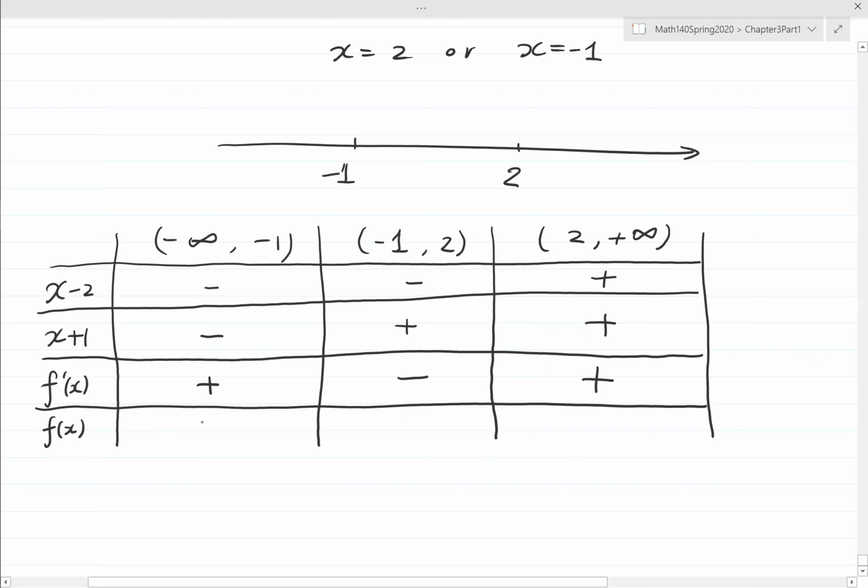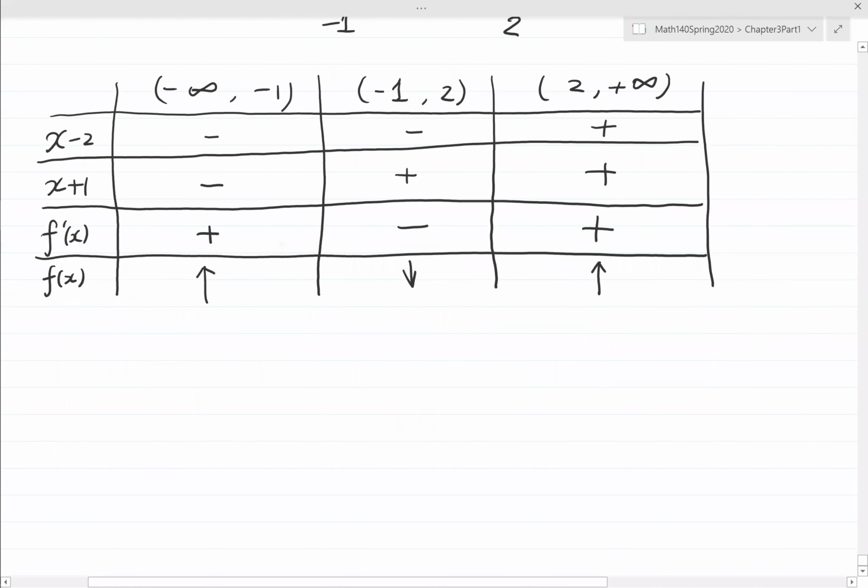So f(x) is increasing. From -1 to 2, f'(x) is negative, so f(x) is decreasing. Similarly, on the interval 2 to infinity, the derivative is positive, so f is increasing. So a rough graph is: f is increasing, then decreasing, and then increasing. Here the boundary is x equals -1.